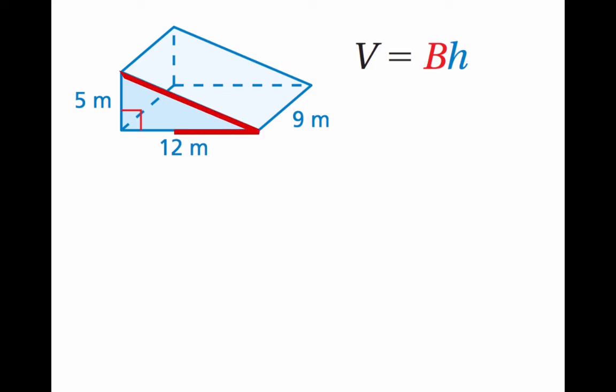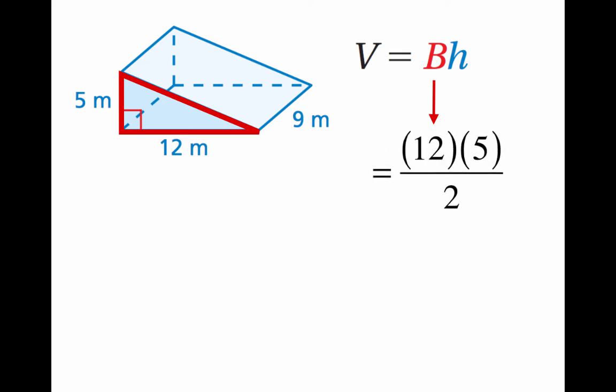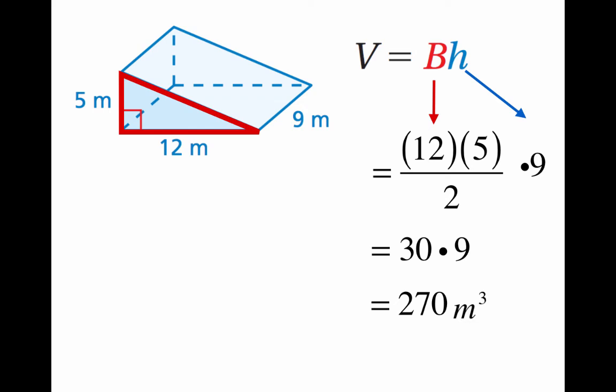Well, the base is going to be the triangular base because there's a matching one in the background. And to find the area of a triangle, we multiply base times height divided by 2. So we're going to do 12 times 5 divided by 2. The height of our prism is 9 meters. So we're going to be timesing everything by 9 when we're done. So we get a calculator and we do 12 times 5 divided by 2 times 9. That's 30 times 9, which is 270. So the answer is 270 meters to the third power.